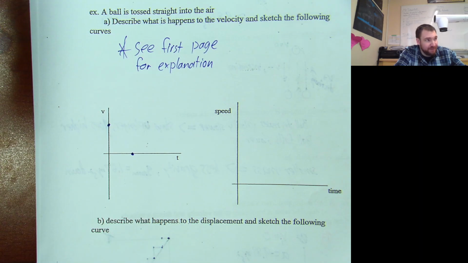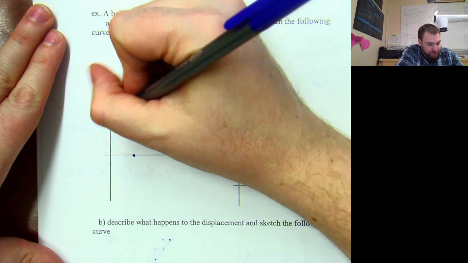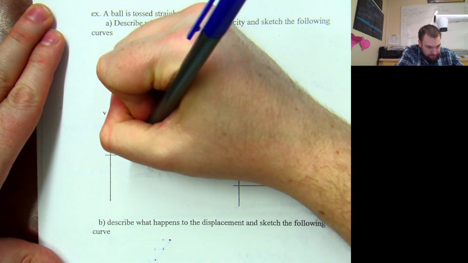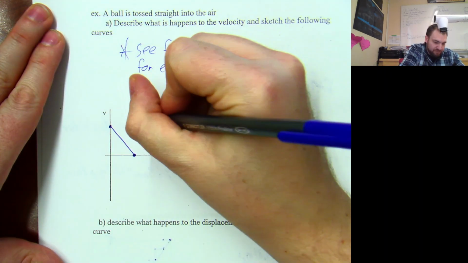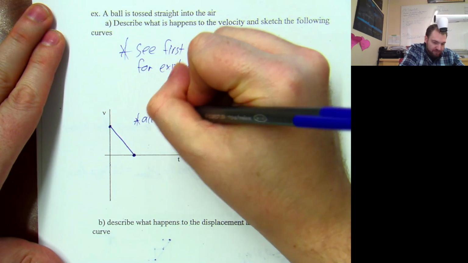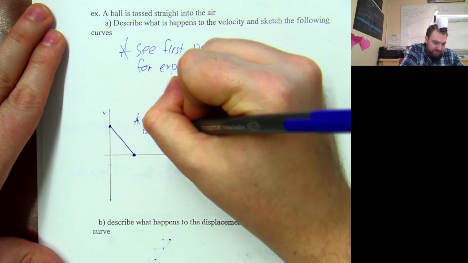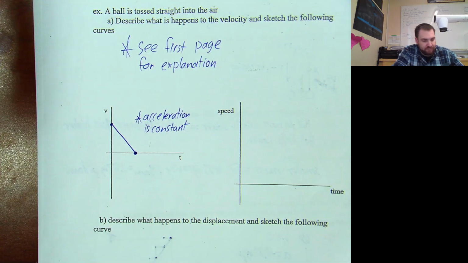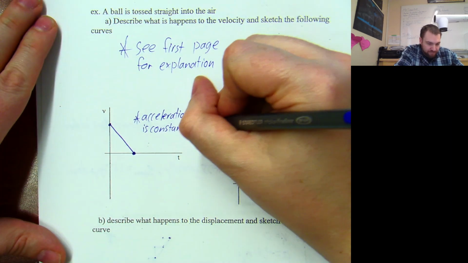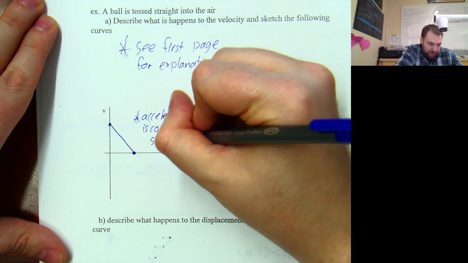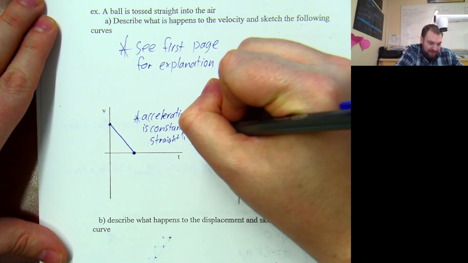Are those two points connected by a straight line or a curved line? Who said straight? Why, Manuel? Because the acceleration due to gravity is constant, so this is going to be a straight line here. Acceleration is constant, and constant acceleration implies a straight line.